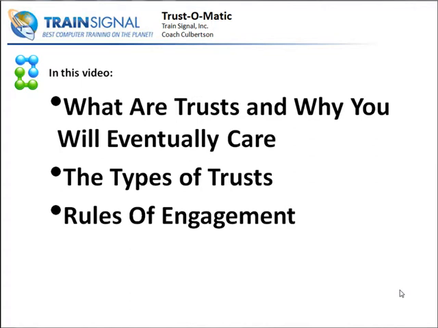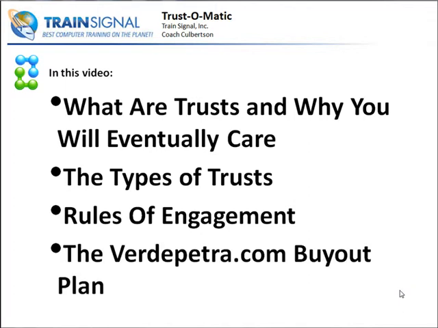Then we're going to talk about some rules of engagement, just some basic guidelines for designing and building trusts, things that you're going to want to remember when this comes up. Then we're going to go through an example scenario where Globomantics is going to buy out a small company over in Japan called Verde Petra. So we'll go through that example and I'll give you a quick demo on how to create a trust.